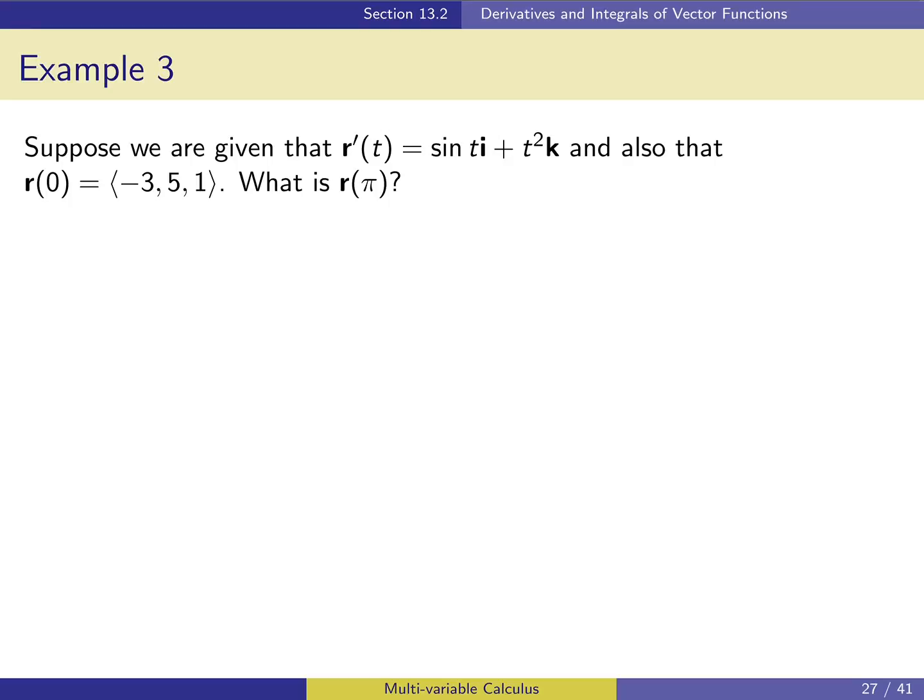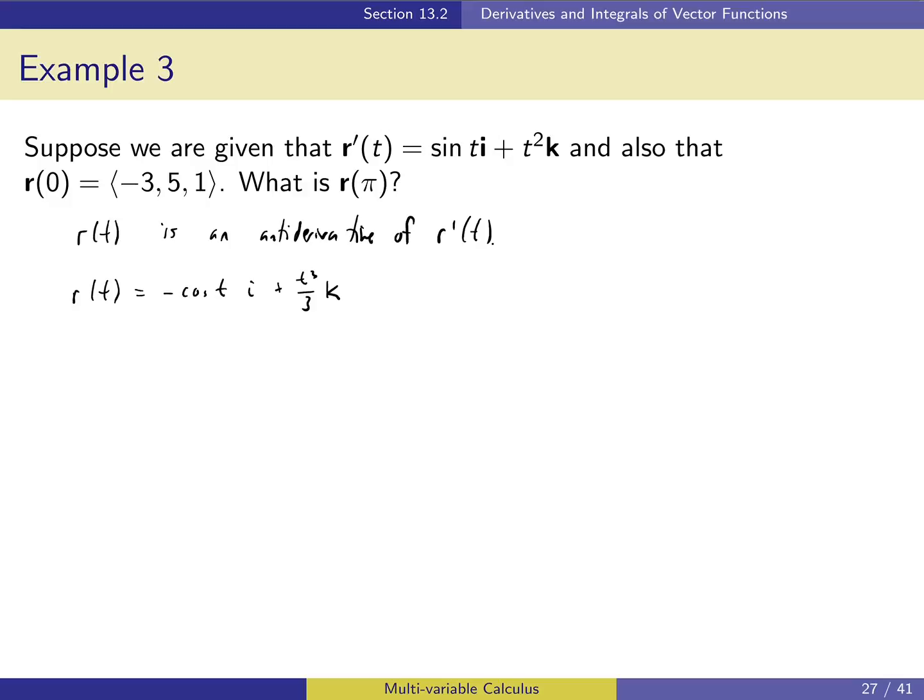Well, notice that r needs to be an antiderivative of r prime. And so what is r of t? Well, we can just take the antiderivative component-wise. So r of t equals, well, the antiderivative of sine is negative cosine t times i. The antiderivative of t squared is plus t cubed over 3 k.